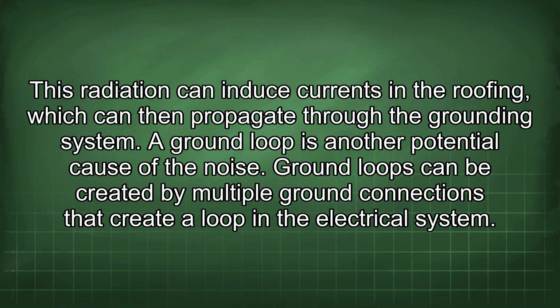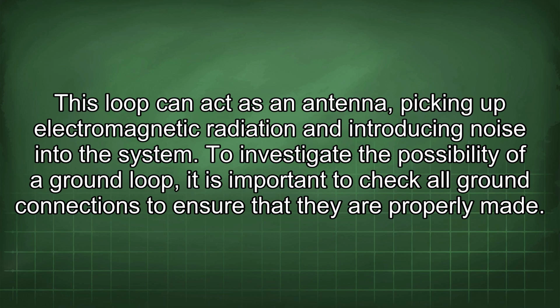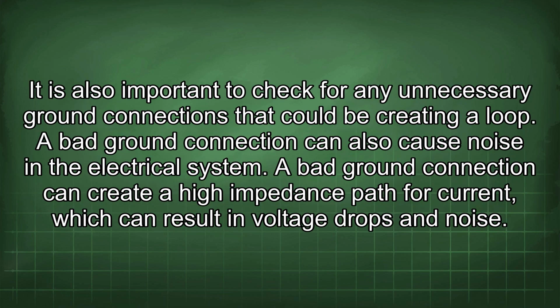A ground loop is another potential cause of the noise. Ground loops can be created by multiple ground connections that create a loop in the electrical system. This loop can act as an antenna, picking up electromagnetic radiation and introducing noise into the system. To investigate the possibility of a ground loop, it is important to check all ground connections to ensure that they are properly made. It is also important to check for any unnecessary ground connections that could be creating a loop.